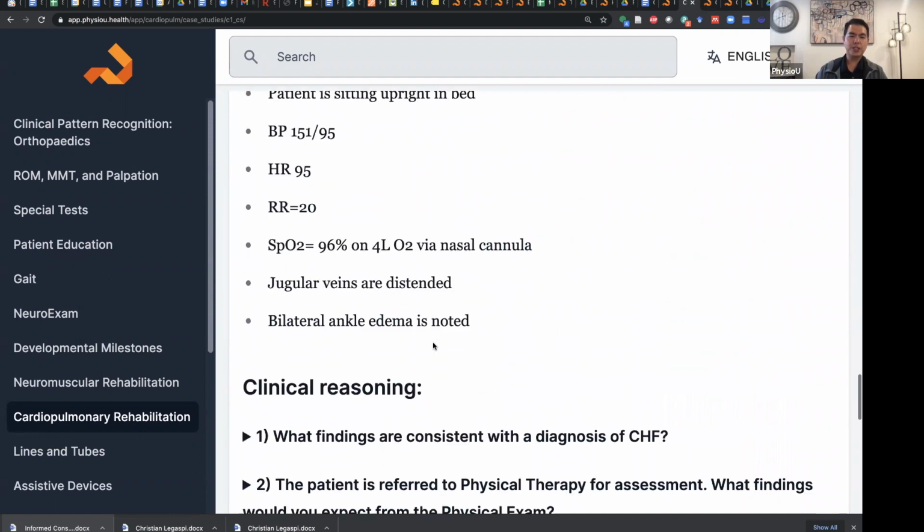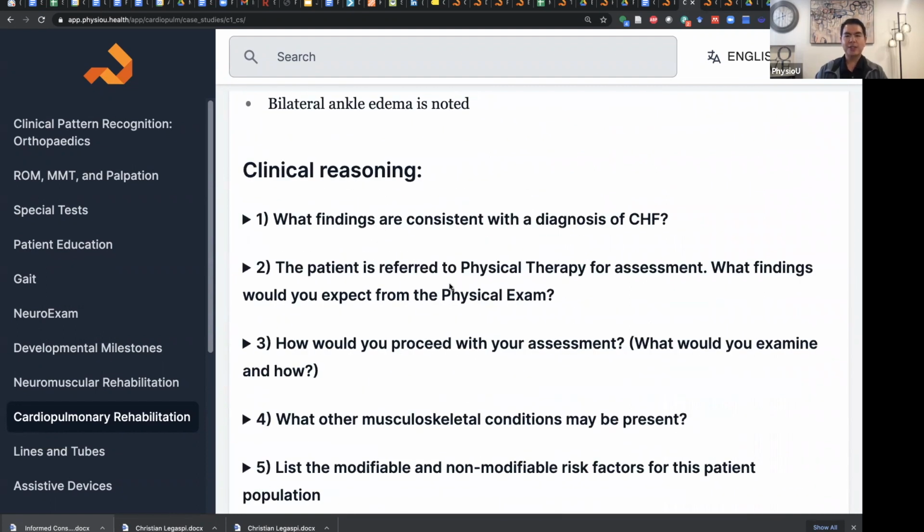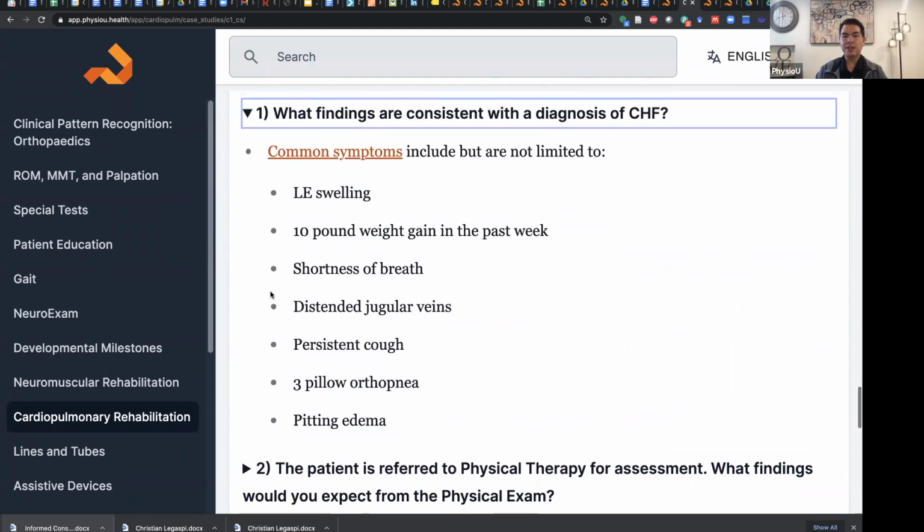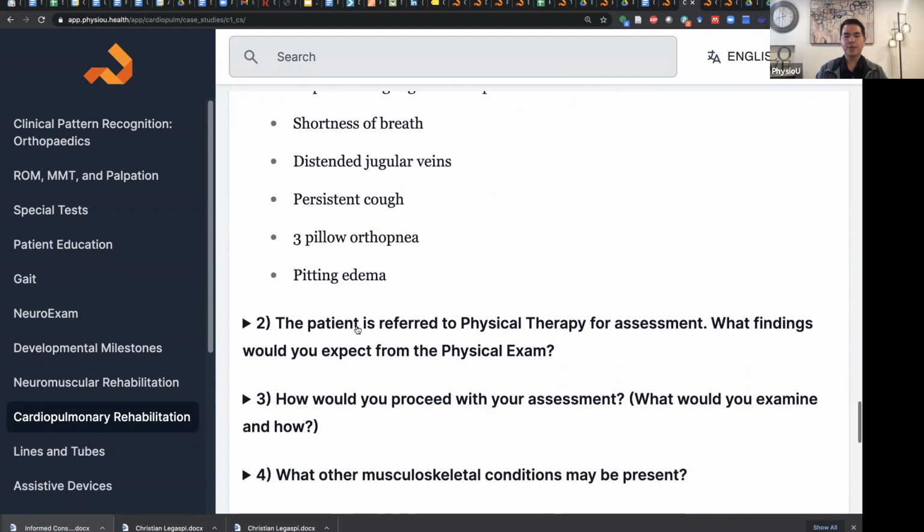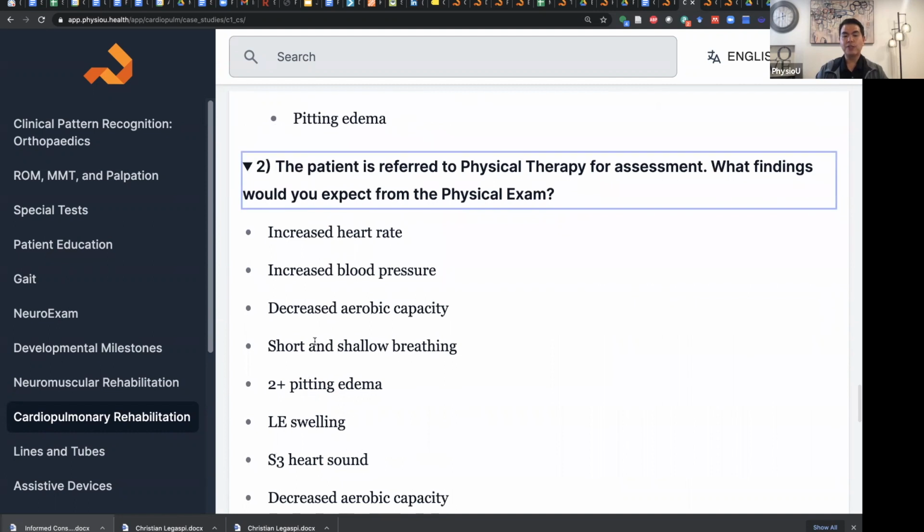Now, we get to the questions. What findings are consistent with a diagnosis of CHF? All of these answers are here for now, but we ask them to go into their breakout rooms, answer these together, and then we will come out and discuss it. So here, the findings consistent with CHF are linked to the clinical findings portion of the app. The patient is referred for PT. What findings would you expect from the physical exam? We've put these answers here to facilitate the instructor's ability to help with the discussion.